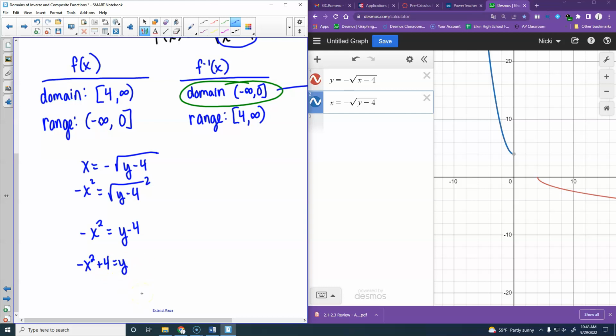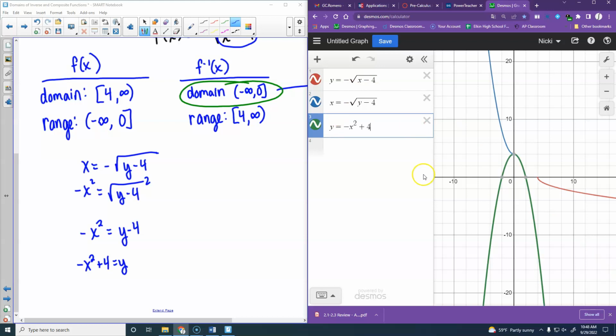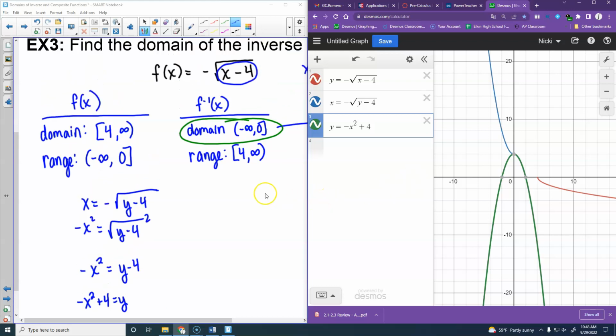So my graph, if I graph that, y equals negative x squared plus 4. What did I do now? Did I do something right there?